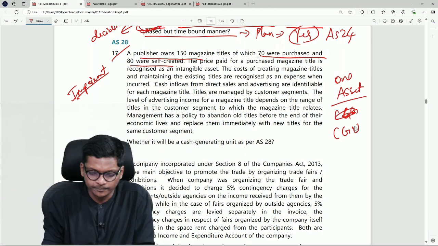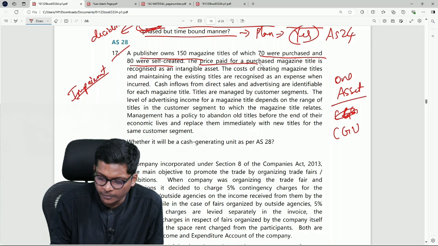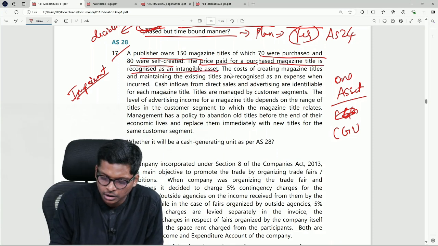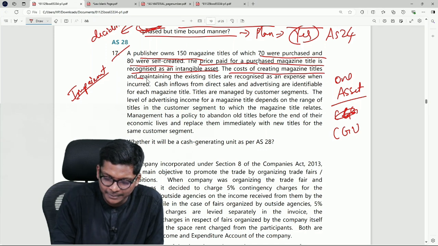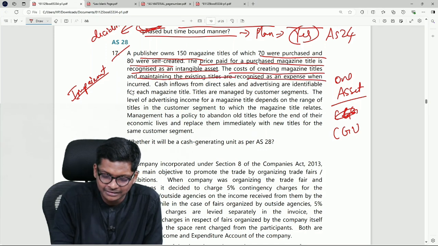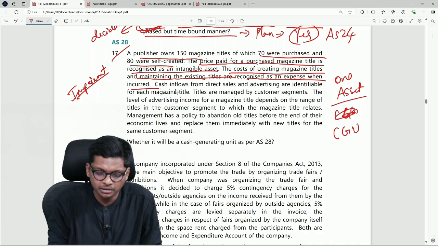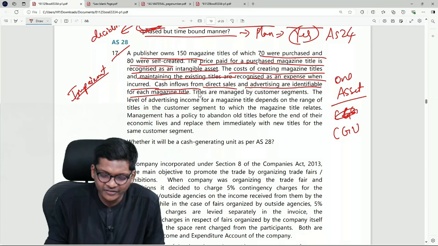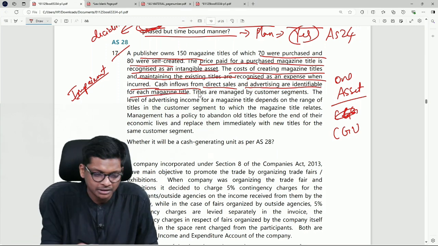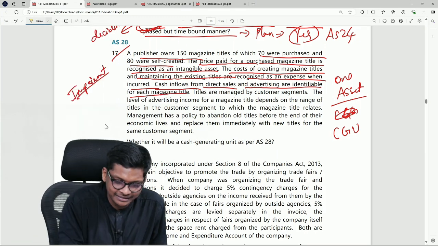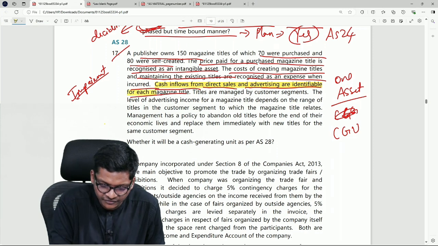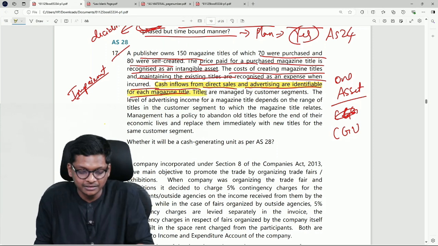Let's read the question. The price paid for a purchased magazine title is recognized as an intangible asset, copyrights. The cost of creating magazine titles and maintaining existing titles are recognized as an expense when they are incurred. Cash inflows from direct sales and advertising are identifiable for each magazine title. This is the keyword. Let me highlight this again. Look at this: cash inflows from direct sales and advertising are identifiable for each magazine title.